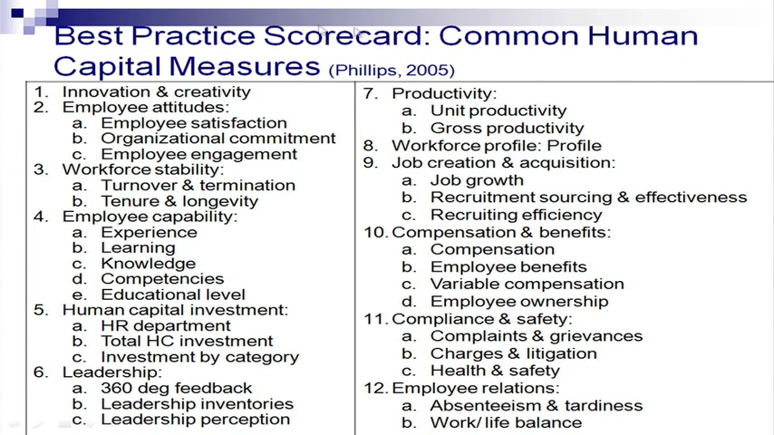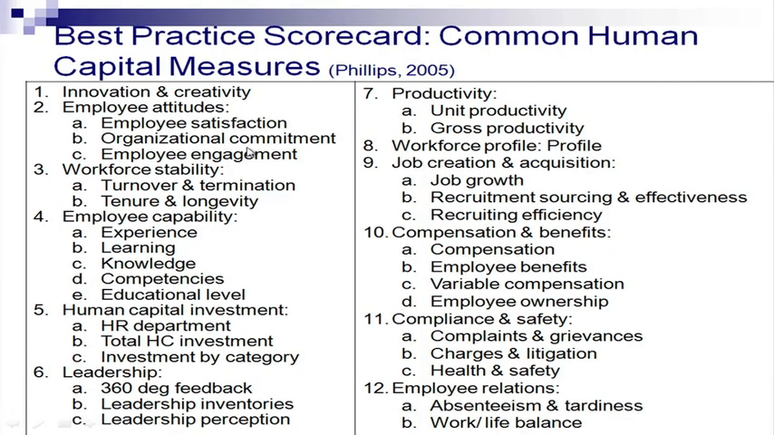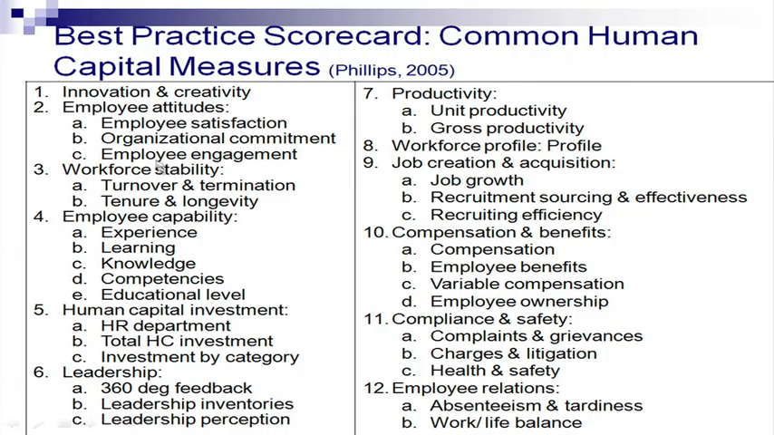We can evaluate some of the parameters that have been given here, which are innovation and creativity, how innovative they are, how creative they are. If we can quantify this, nothing like it. Then employee attitudes, employee satisfaction, organizational commitment, employee engagement, all of this can be measured, and we can lay down some standards for each of these measures. Then workforce stability is another one, turnover and termination is another one, and tenure and longevity contribute to workforce stability. Then we have employee capability: experience, learning, knowledge, competencies, etc. We have educational level that helps us understand how capable an employee is.